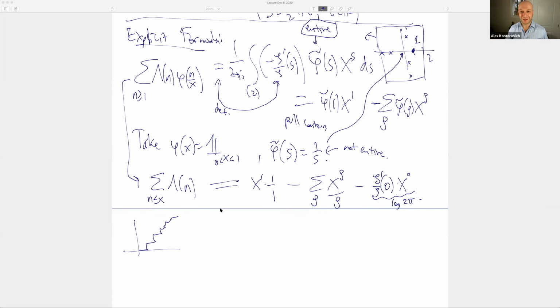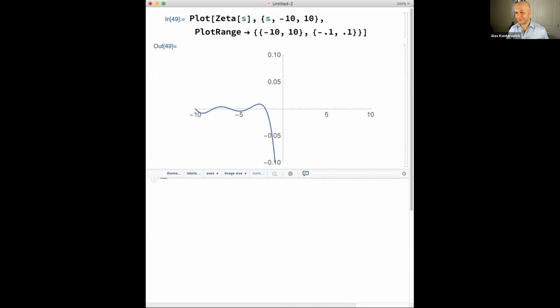As I switch to Mathematica? You'll have to remind me what it is since I'm not writing it down. Here's Mathematica. Okay, we can see this again.